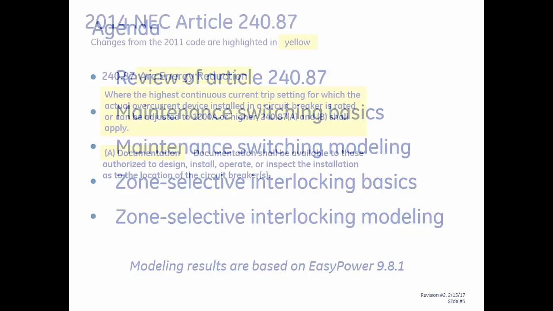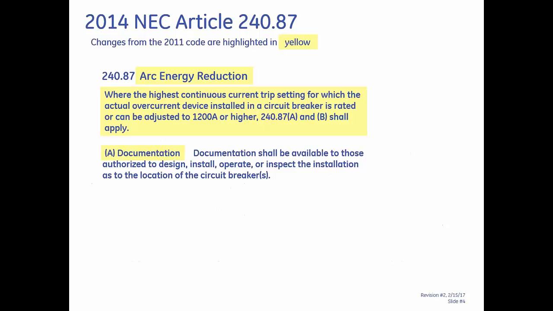Okay, so here's the first part of the statement of the 240.87 article based on the 2014 code. I'm displaying this similar to how you'd see it in a handbook where the changes from the previous edition of the code are highlighted in yellow, although we're not going to talk about those changes. But the bottom line is the statement says if you've got a circuit breaker that can be adjusted to 1200 amps or higher, then you must comply with the two parts of this article.